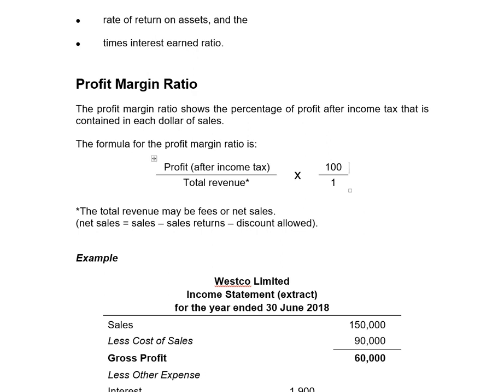So the formula is given here. It is similar to the formula in your specifications booklet. So it is profit after income tax divided by total revenue times 100. Now, it is important to note that total revenue here may be in the form of sales, net sales, or fees, if it is a service business. If it is net sales, it means sales minus sales returns minus discount allowed. It's very important to note that because sometimes questions can actually break down these three categories. So you need to subtract all of them first before you can find the total revenue.